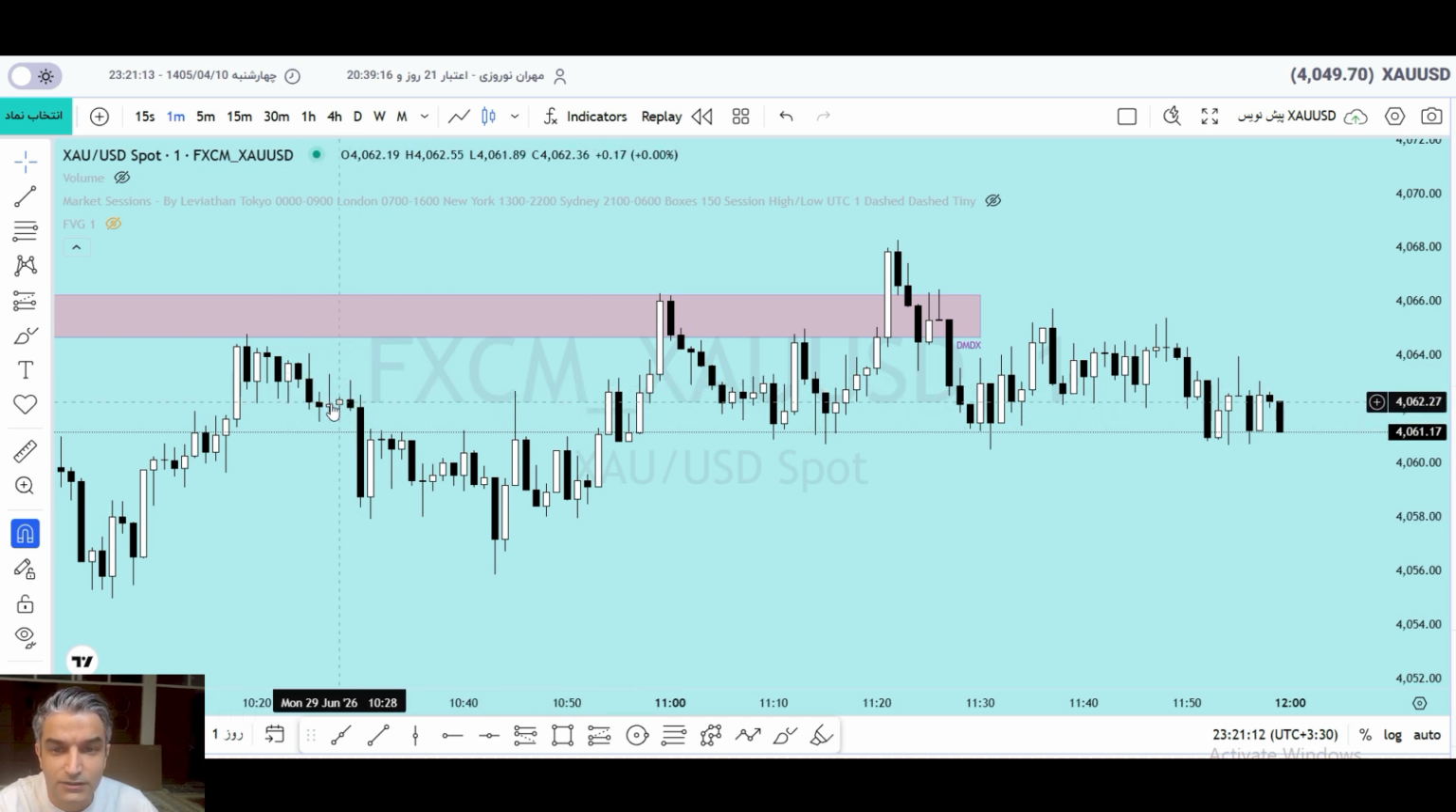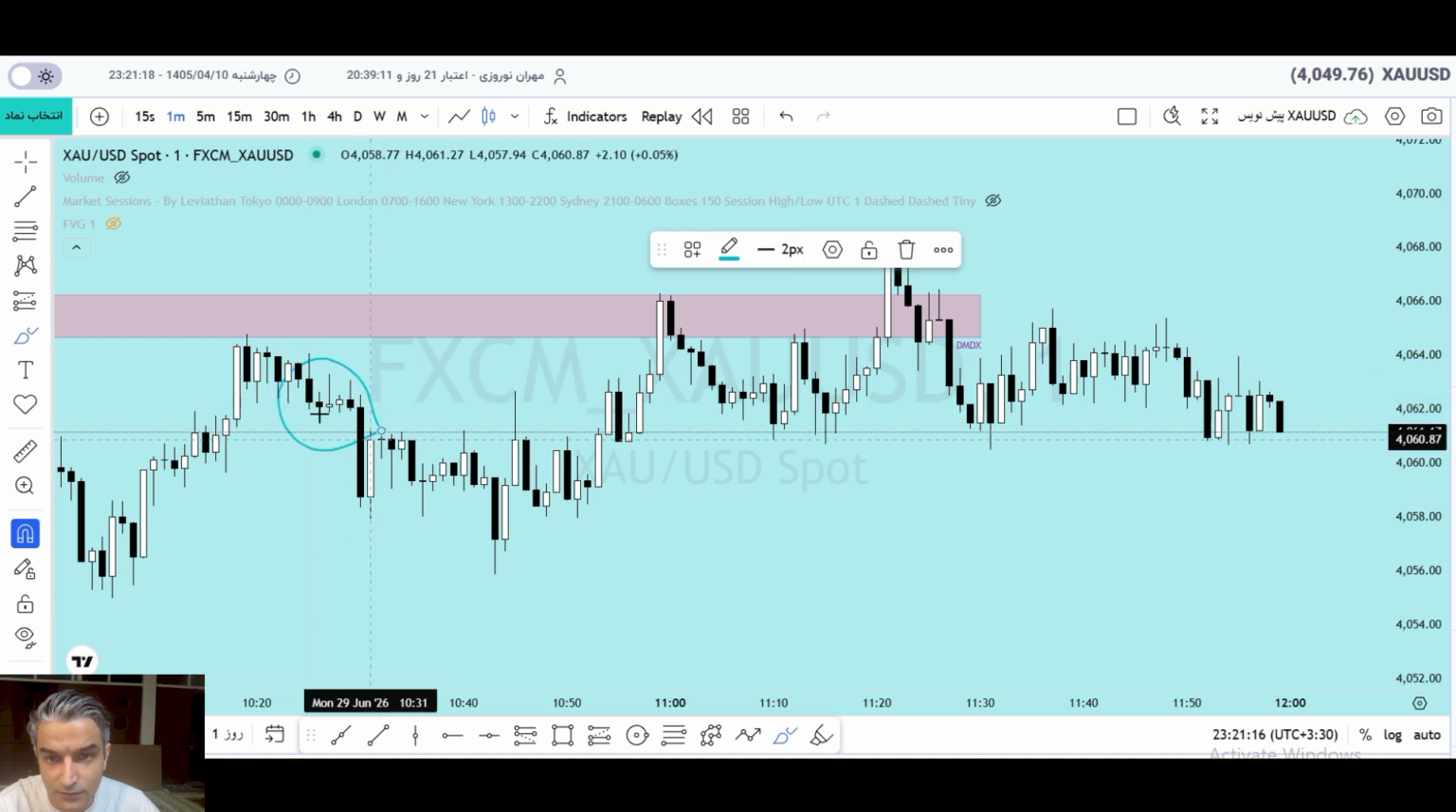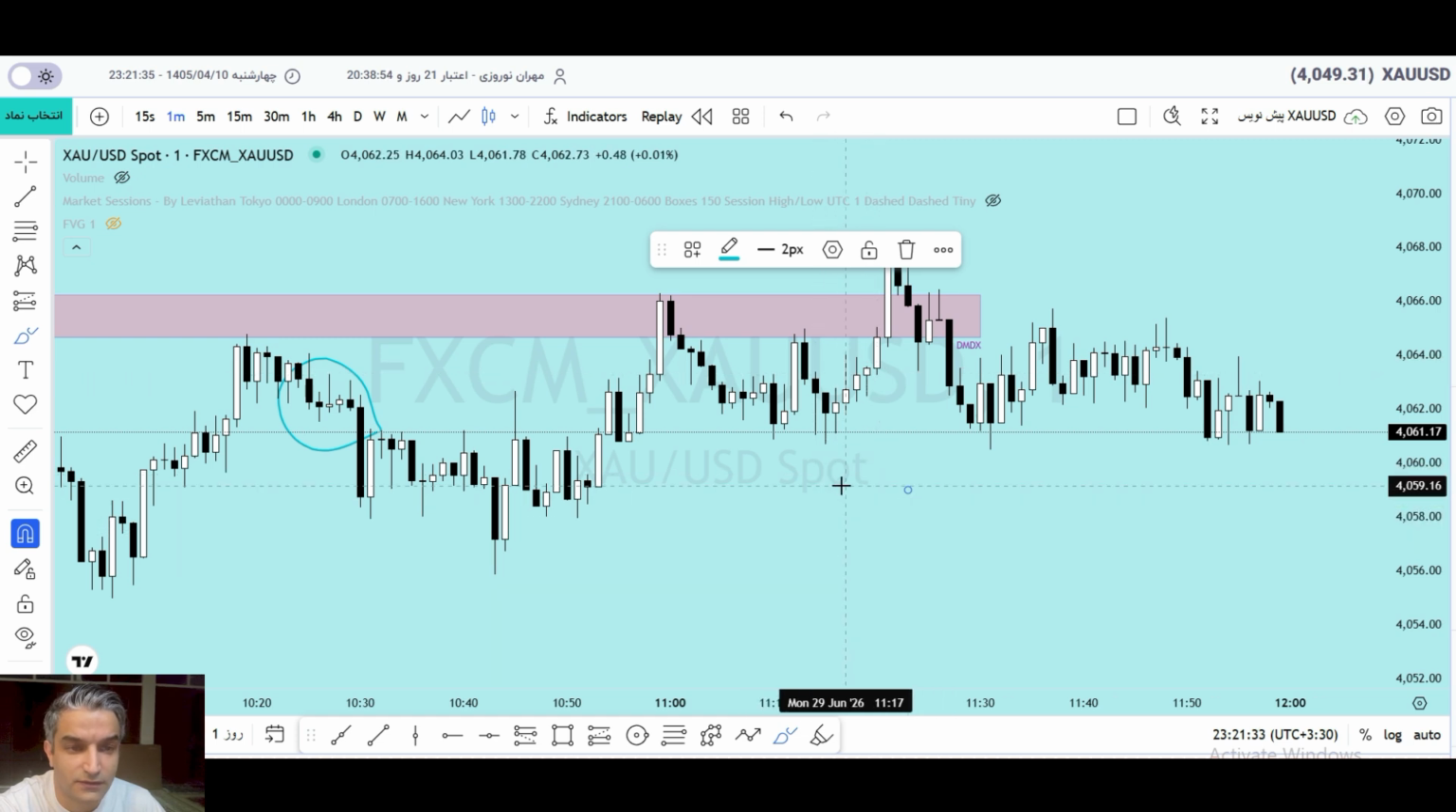I enter the market in this area. Can you see? I enter this area, but price goes up and touches my stop loss and then makes another setup, but I didn't enter the position because I was very busy and I was in the office. I can't be on the chart.